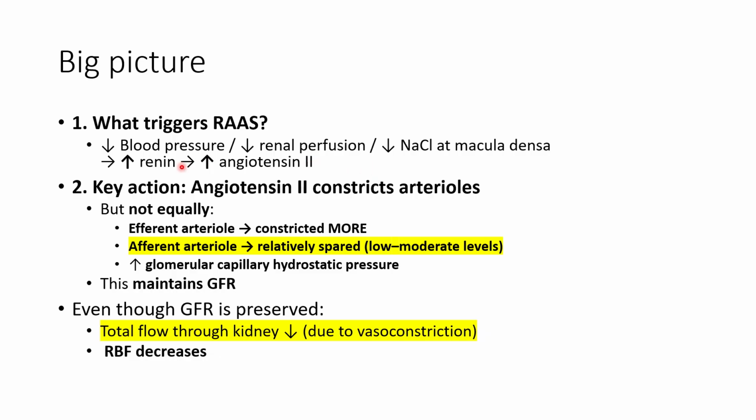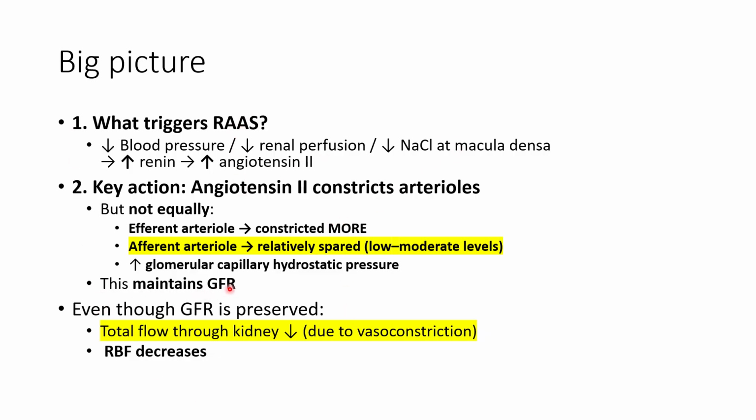So in toto, RAS is triggered by decreased BP, decreased renal perfusion, or decreased NaCl at the macula densa that stimulates the JG cells, the juxtaglomerular cells, that leads to increased renin and increased angiotensin 2. So the key action of angiotensin 2 is constriction of arterioles. Like we saw earlier, it is present both on afferent and efferent arterioles, however the number is low. And the important thing is that it will not only constrict the efferent arteriole, it will also constrict blood vessels like the renal artery.